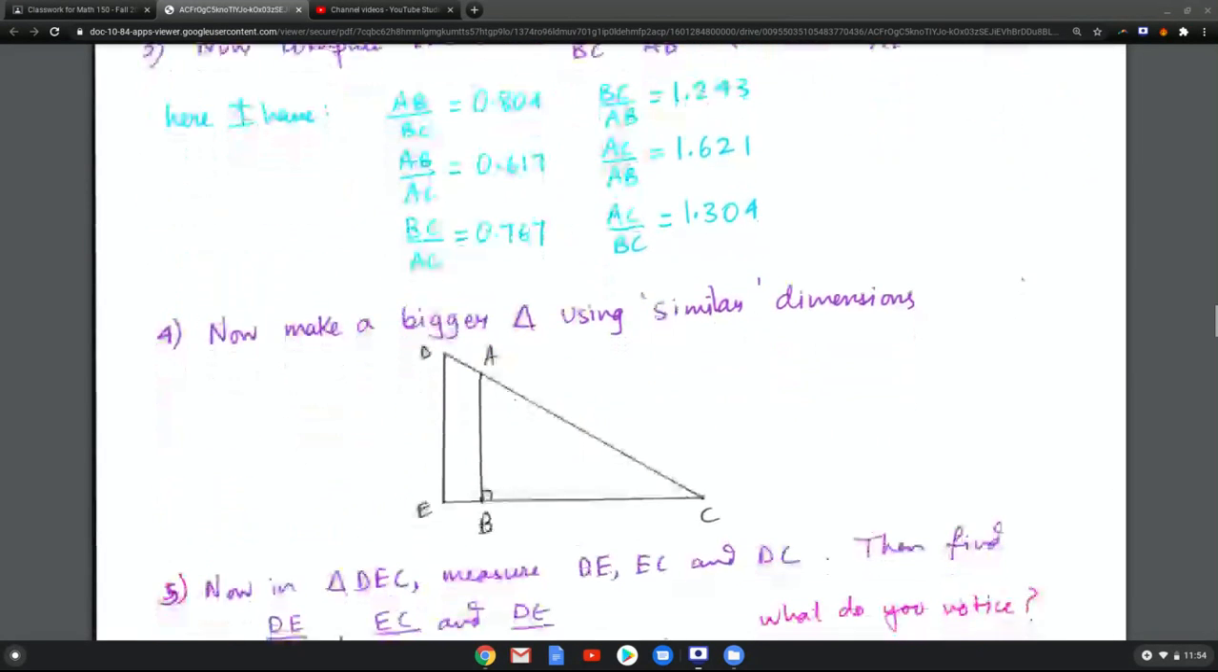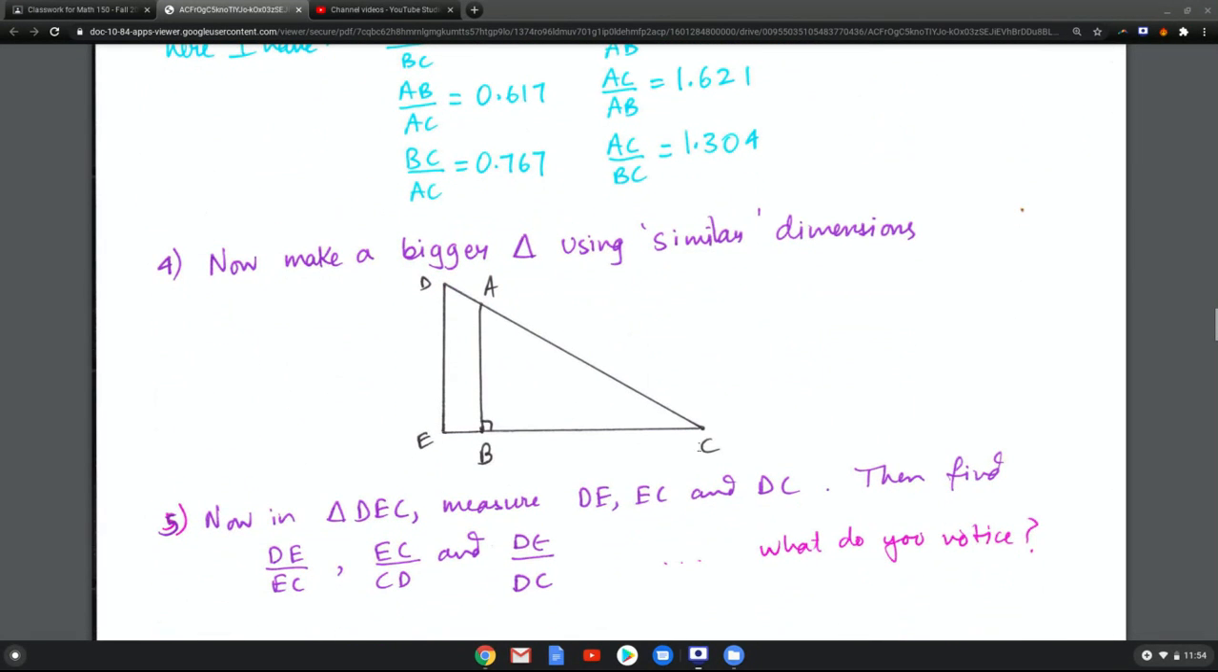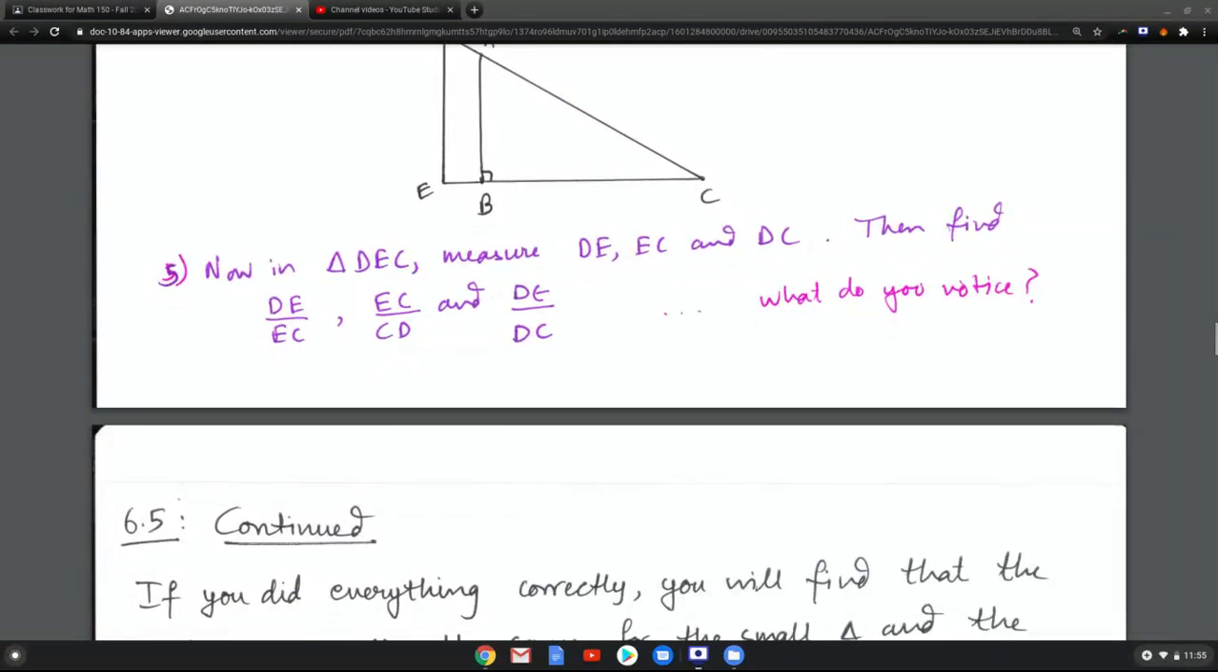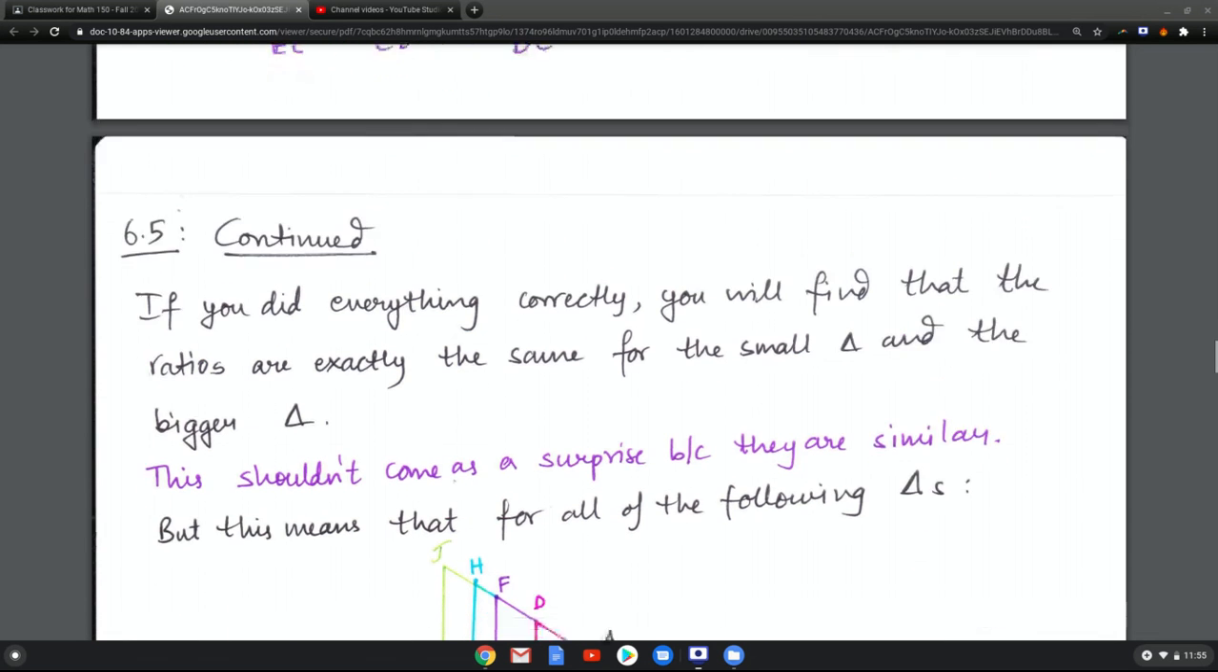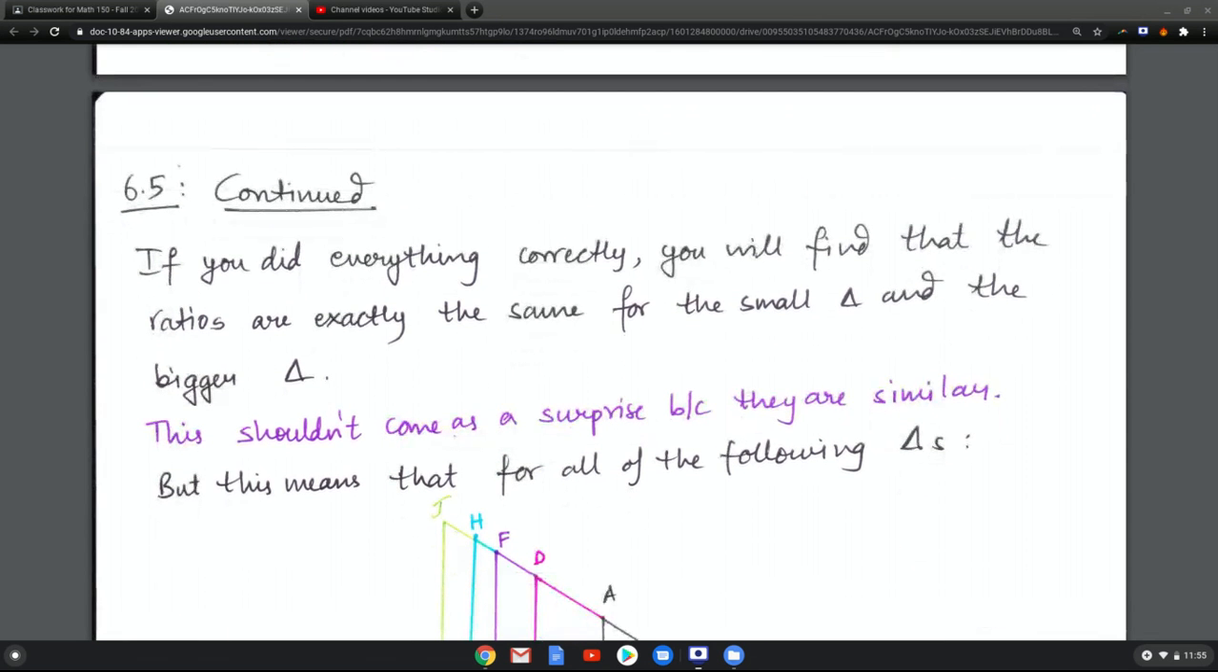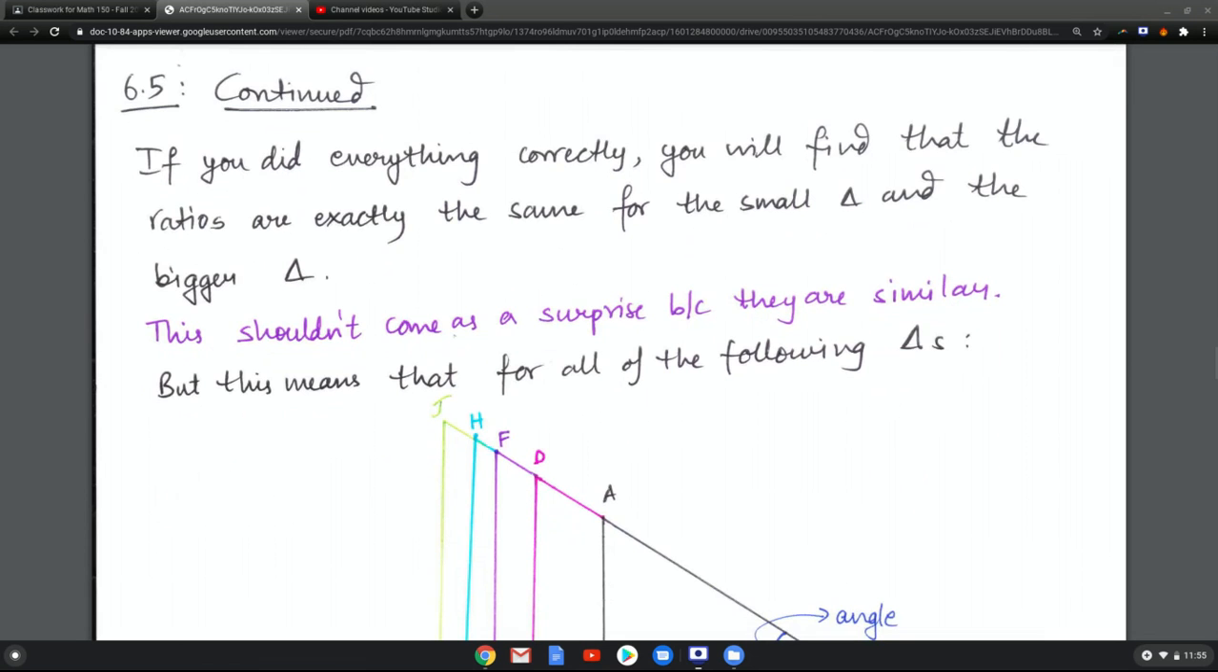Now you can make a bigger triangle using similar dimension, meaning you just extend this part A to D and part E to B. Now in this big triangle, repeat the procedure. Find the ratio of DE/EC, EC/CD, and DE/DC. What will you notice? Well, if you did everything correctly, you will find that the ratios are exactly the same for the small triangle and the big triangle. That shouldn't come as a surprise because they are similar.